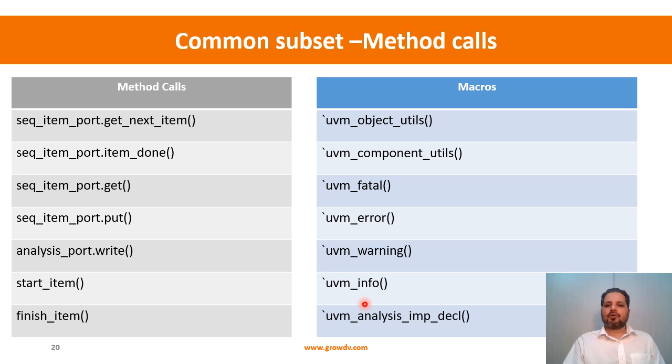And then we have a bunch of reporting macros for indicating a fatal error, warning, info, with different types of verbosity control. You can use the level control depending on the type of information that you want to display in the UVM info. We will see all these aspects in detail when we go to the subsequent slides. And then you have this UVM analysis imp declaration. Don't worry about it too much. It helps us create multiple analysis ports within a component. How it helps, we'll look at it.